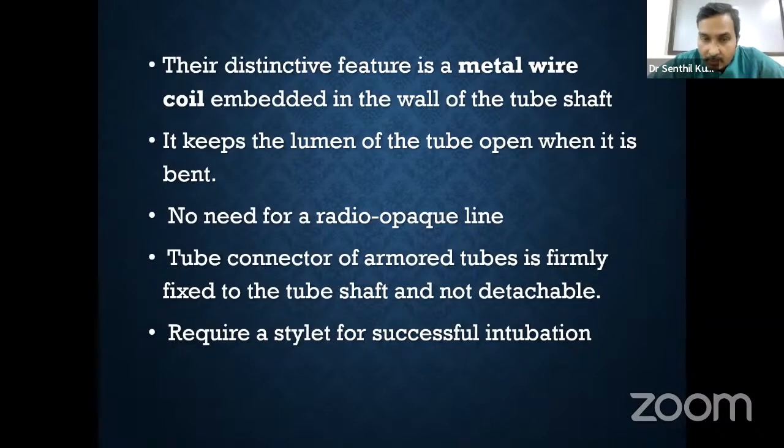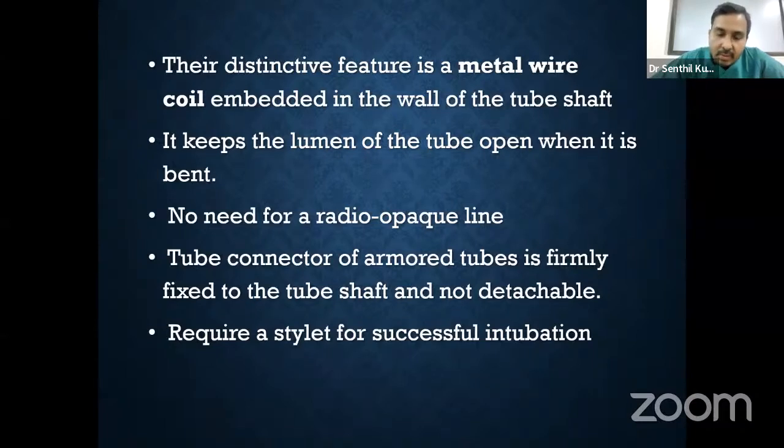To avoid that, they have devised this armored endotracheal tube where the tube walls are embedded with spiral metal wires. So this is going to offer a little bit of resistance to kinking. Since it is wire reinforced, there is no need for a radio-opaque line. So most of these tubes do not contain a radio-opaque line.